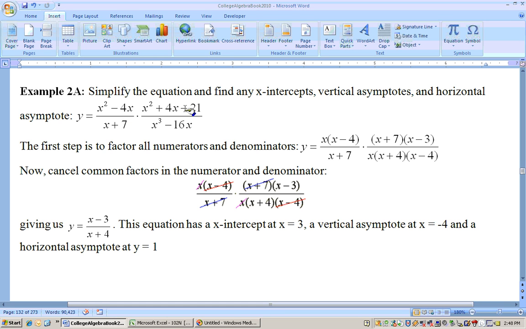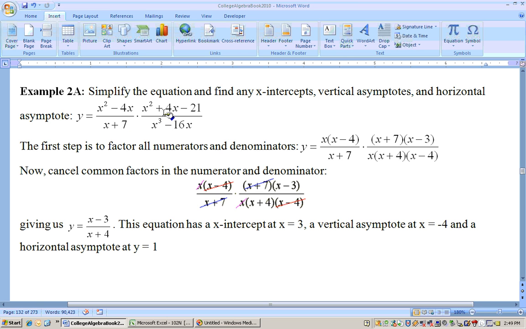Okay, on this problem it says simplify the equation and find any x-intercepts, vertical asymptotes, and horizontal asymptotes. Well, this is the equation right here, and it's going to need simplified. So what we have to do is start factoring it. Out of the numerator here, an x factors out, and we'd be left with x times x minus 4. The denominator does not factor.